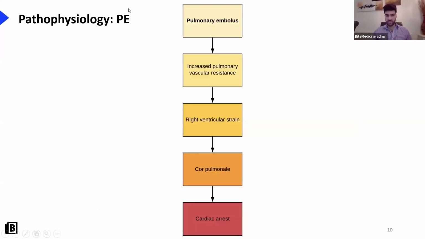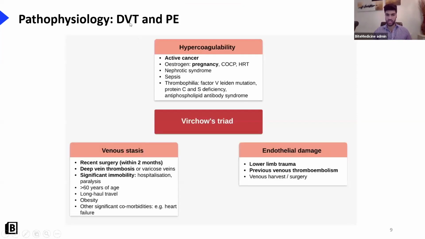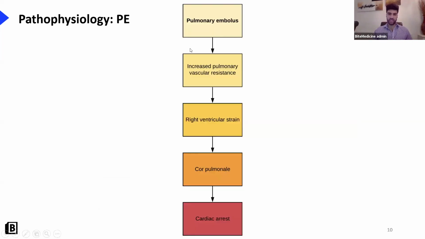Now we're going to focus on PE specifically. So everything we've discussed so far is applicable to DVTs and PEs. All of this puts you at risk of thrombus formation and therefore forming a DVT, which will potentially then go on to embolize and become a PE. But now I want to focus on PE specifically. So the pathophysiology here is you have an embolus, which then lodges in the pulmonary vasculature. If you have a clot within the pulmonary arterial system, that's obviously going to push your vascular resistance up. And if you have increased pulmonary vascular resistance, that's going to lead to right ventricular heart strain. Eventually, if the resistance is high enough and the strain is high enough, you're going to get right-sided heart failure, which is known as cor pulmonale.